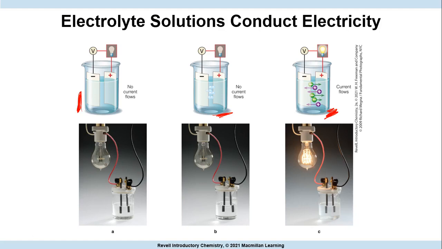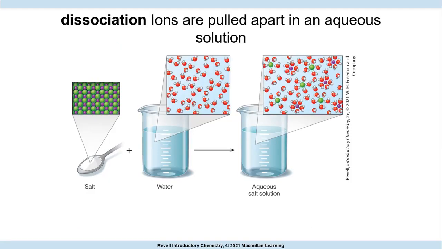Now, ionic compounds will dissolve to form ions. And because of the ions, it is possible for the solution to conduct electricity, because we have positive and negative ions in solution. So dissociation means that when you put a substance in water, it breaks down into its ions. Dissociation means that the ions are pulled apart in aqueous solution.